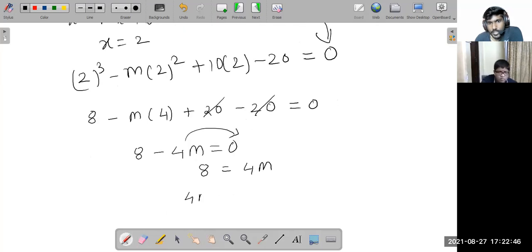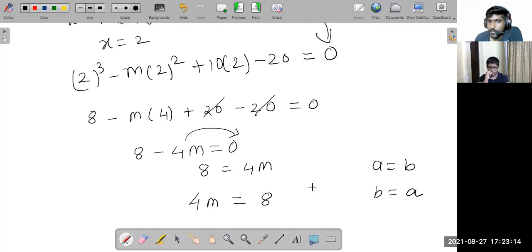So you can also write it 4m equal to 8. How will 4 become 8 on the other side? No, 4 did not become 8. I'm just writing 4m first and then I'm writing 8. I'm not taking anything on the other side. See, you know A is equal to B, so B is also equal to A. So this is equal to this, so this is also equal to this. Getting it? I'm not taking anything on the other side. It's just a way of writing it. Clear? Okay.